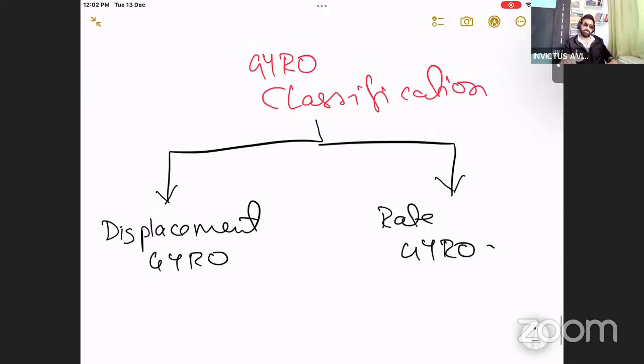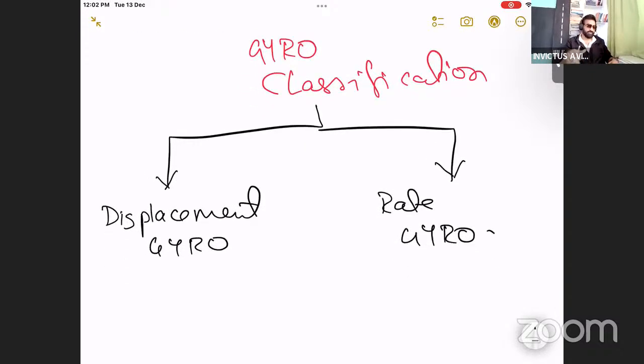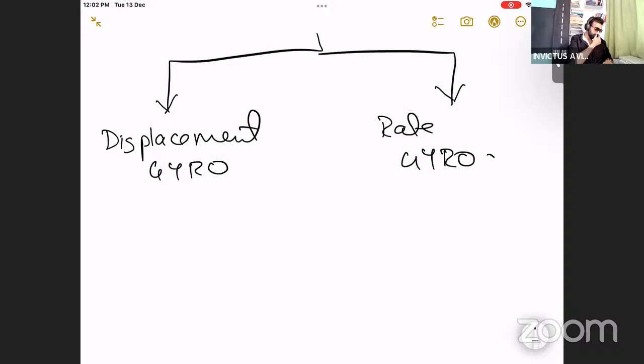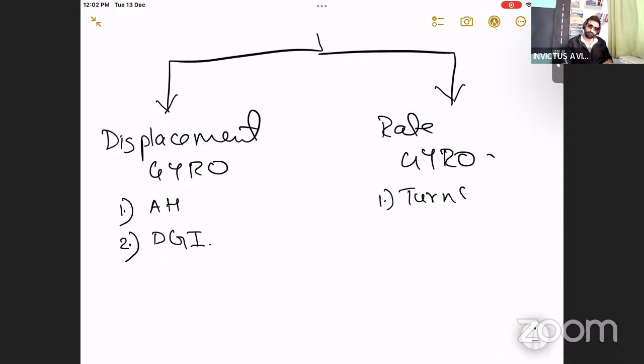Students, write down the type, gyro classification: displacement gyro, rate gyro. In displacement gyro, we have two gyros. One is the artificial horizon, and the second is the directional gyro indicator. Very simple, very high scoring points given to you in a simple tabular format. Do not forget it. And for rate gyro, you will write turn and bank indicator, or turn coordinator, which is also a modified version of the same.